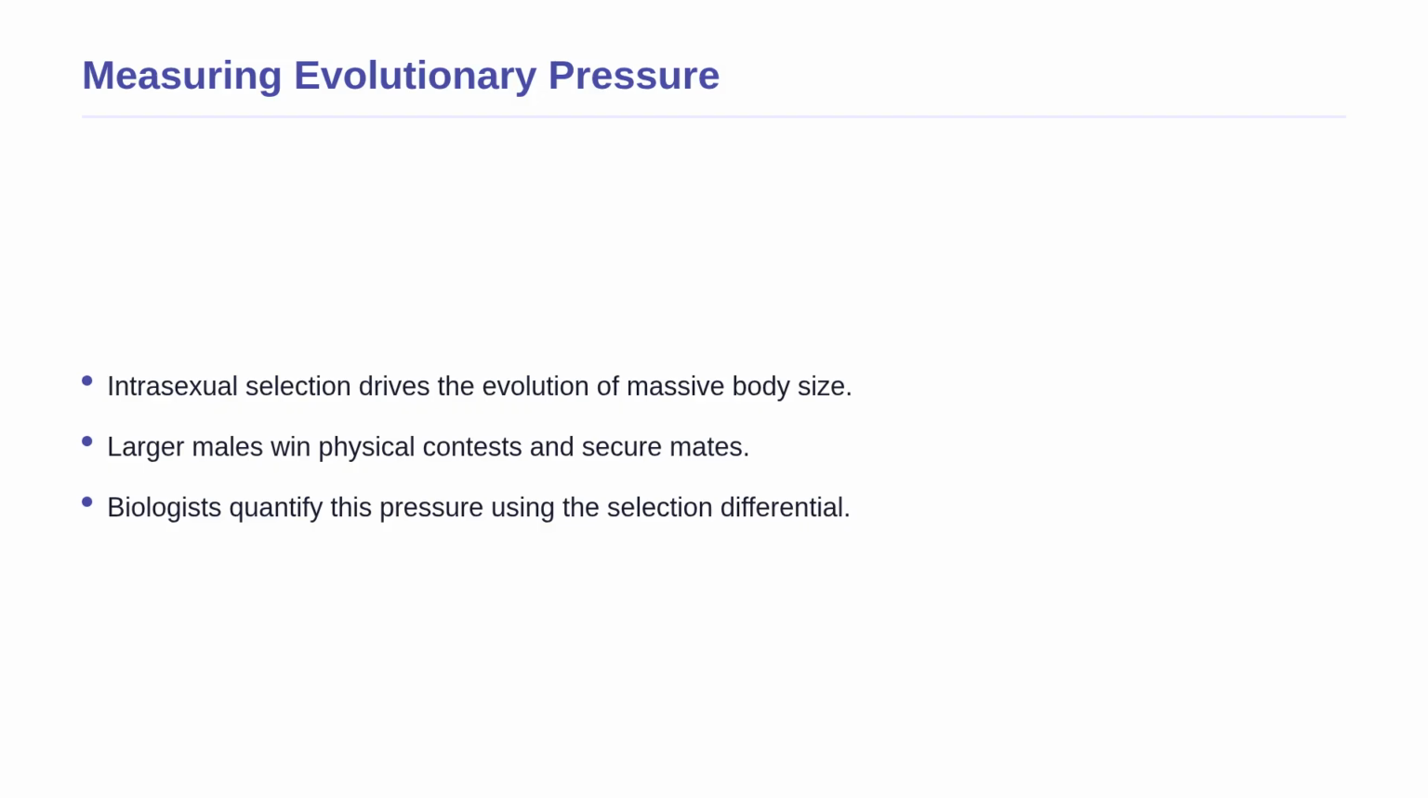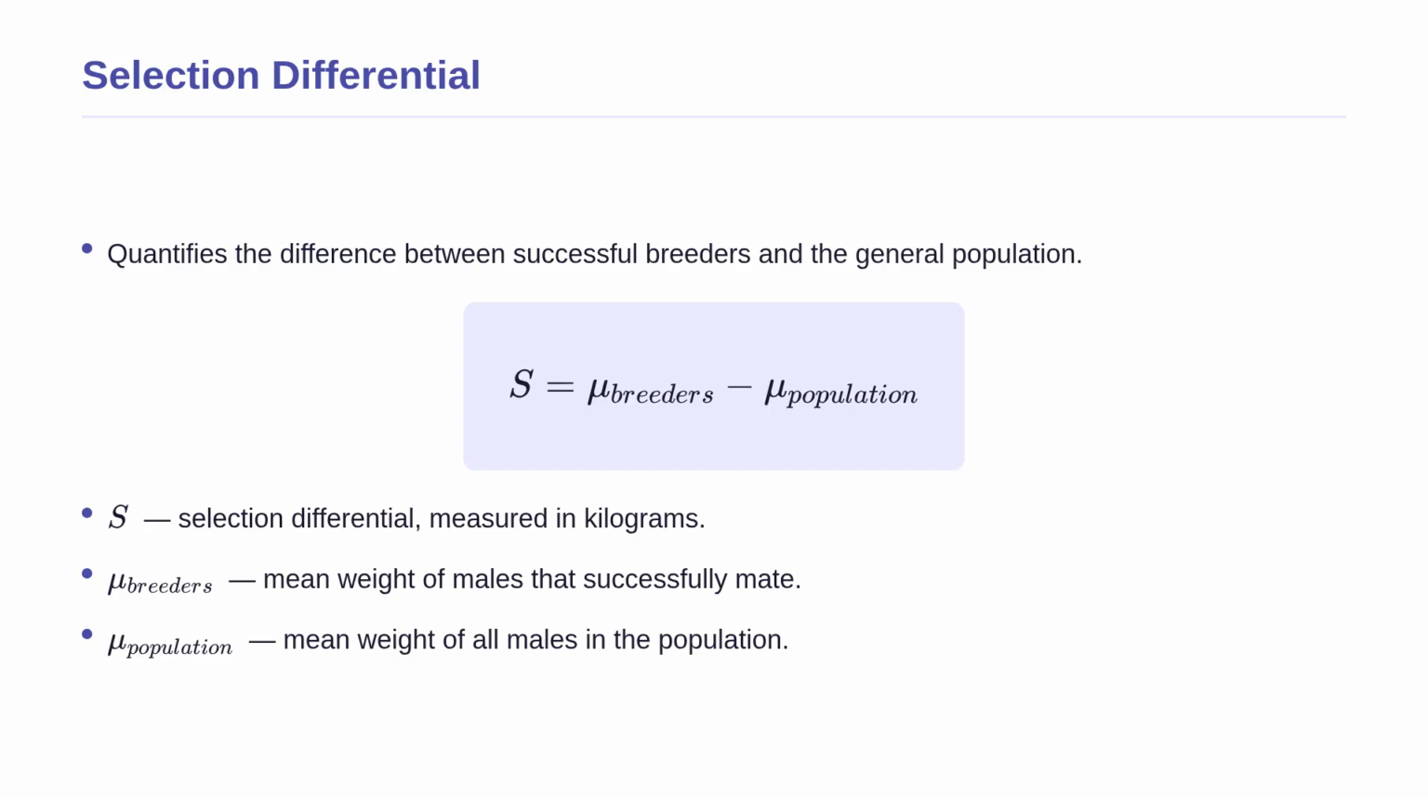To measure how strong this selection is, biologists calculate something called the selection differential. By calculating this value, we can quantify the exact evolutionary pressure that is pushing a species toward larger and larger body sizes over generations. This concept of measuring evolutionary pressure brings us to our second formula.